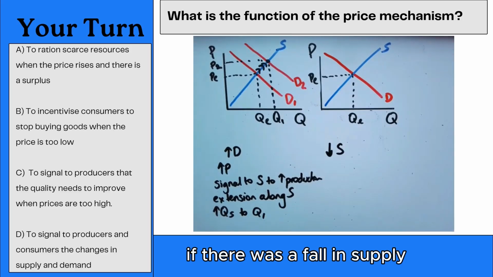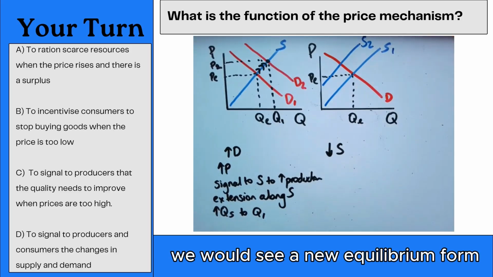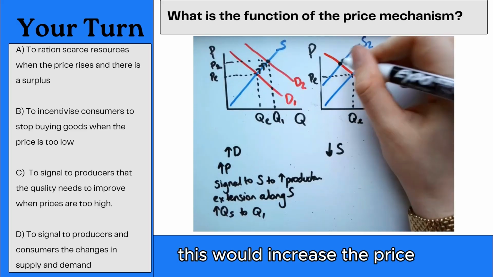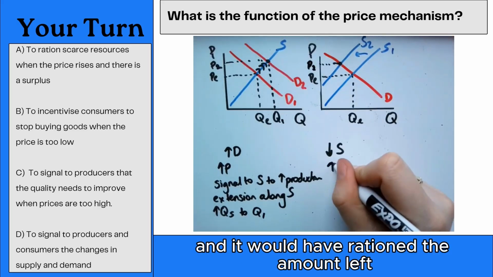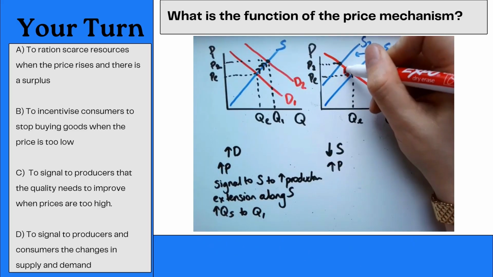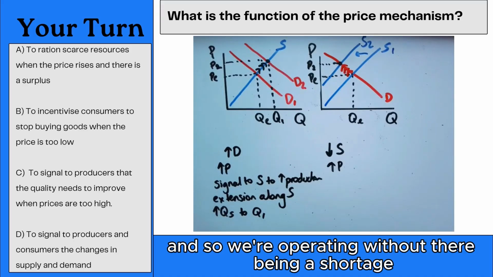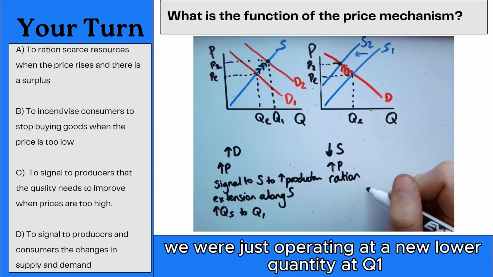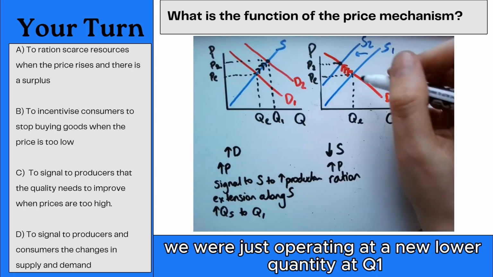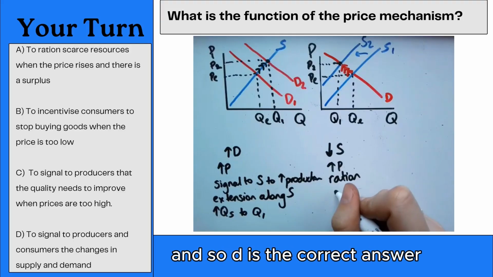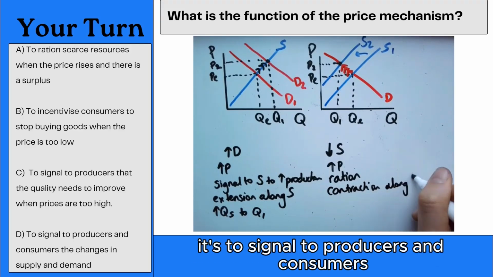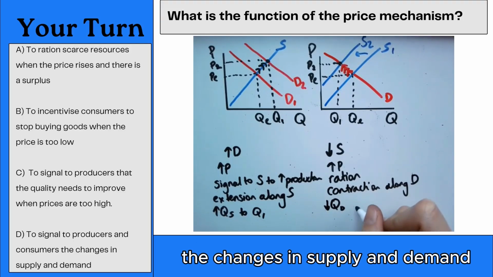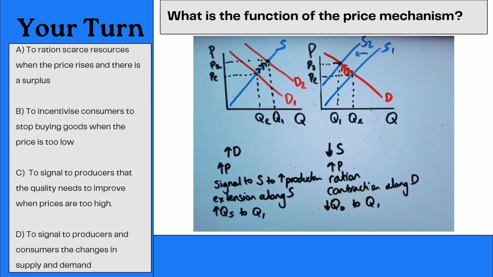If there was a fall in supply, we would see a new equilibrium form. This would increase the price, and it would ration the amount left for consumers, and so we're operating without there being a shortage. We were just operating at a new lower quantity Q1 that is allocatively efficient, and so D is the correct answer. It's the signal to producers and consumers the changes in supply and demand.